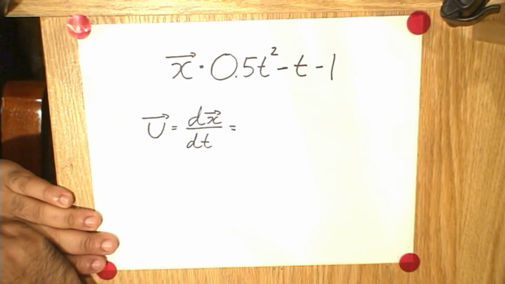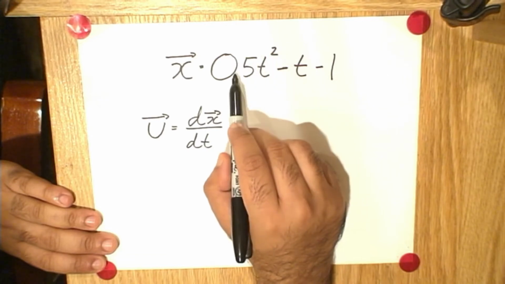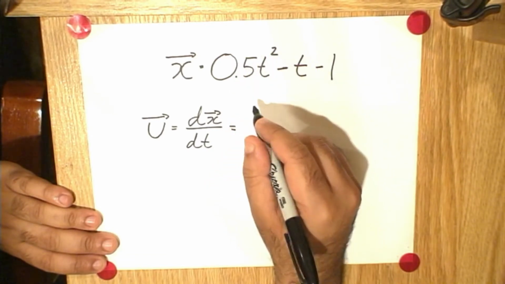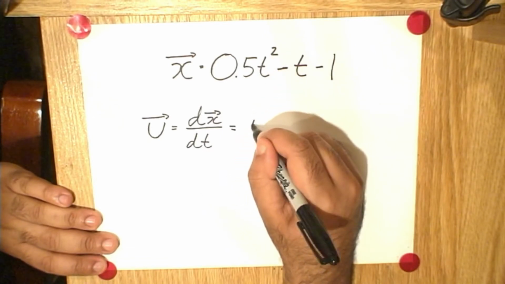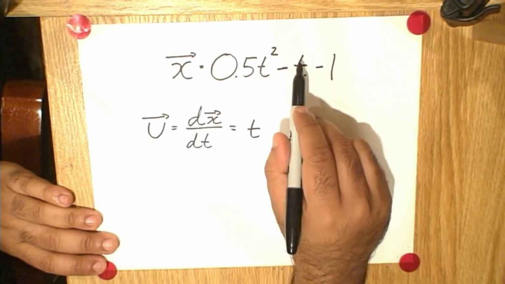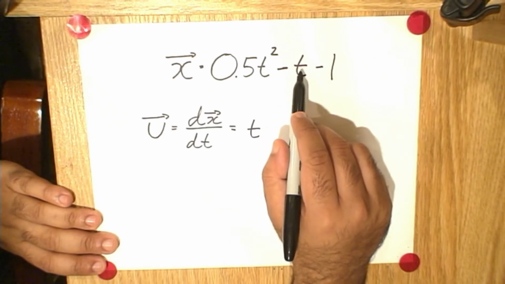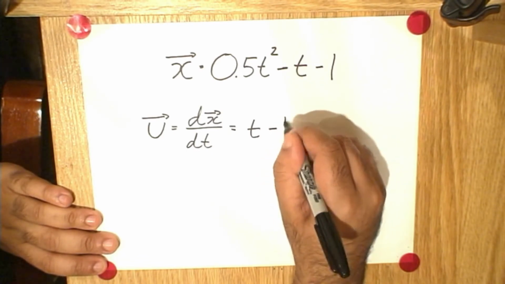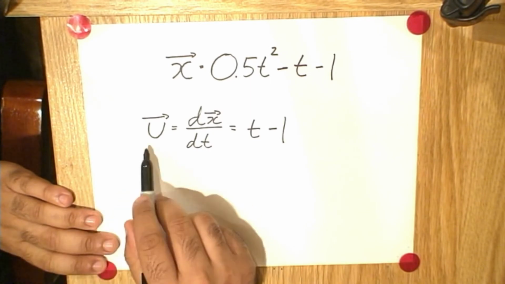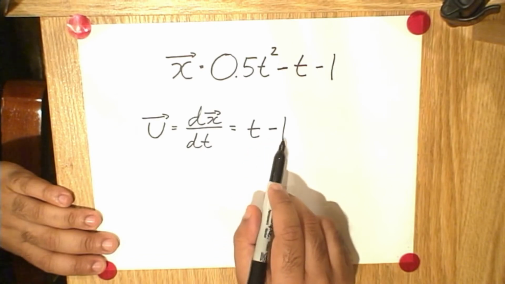Now, let's work out that derivative on a term-by-term basis. Here we have a polynomial term, 2 times 0.5, that's going to give us 1, and then we drop the exponent by 1, that's going to give us t. Here we have negative 1t, and when we take the derivative of that, the t goes away and we're left with just negative 1. So this then is the velocity of the particle, t minus 1.